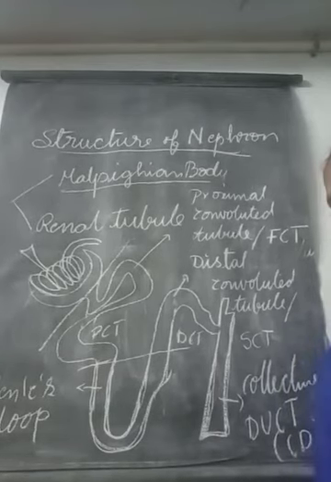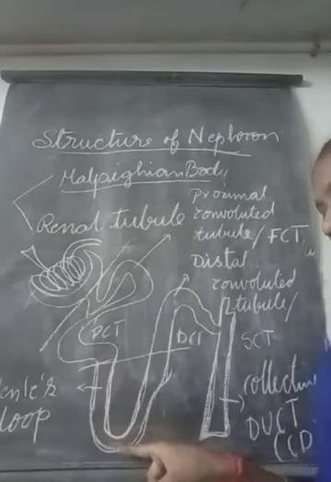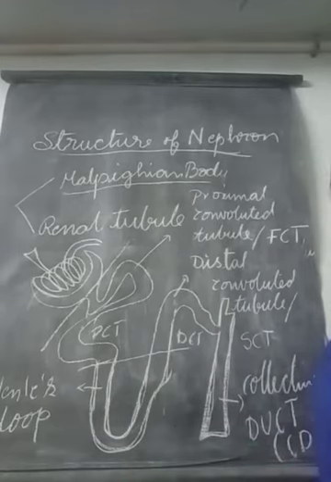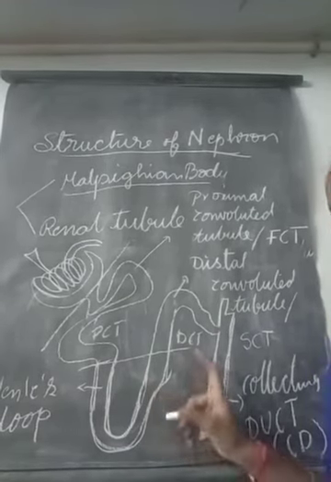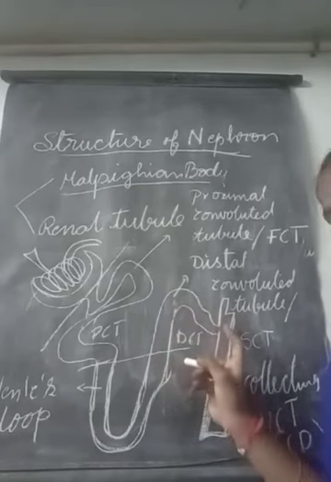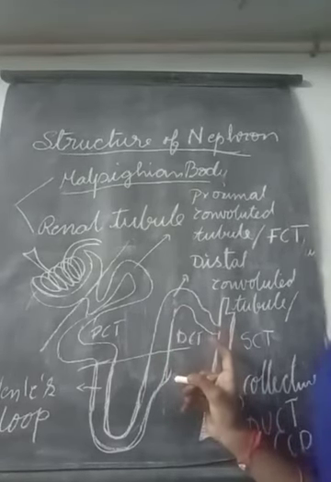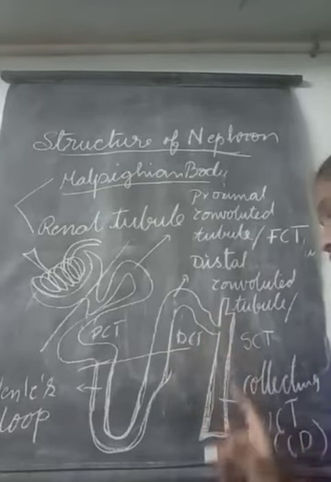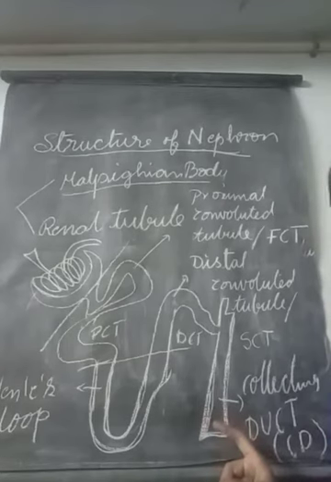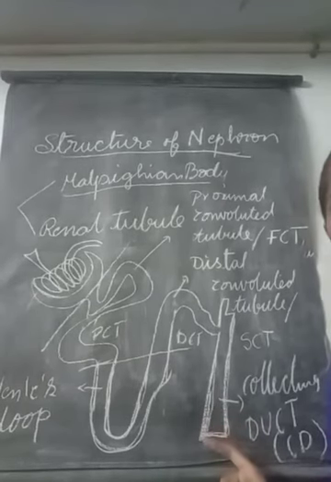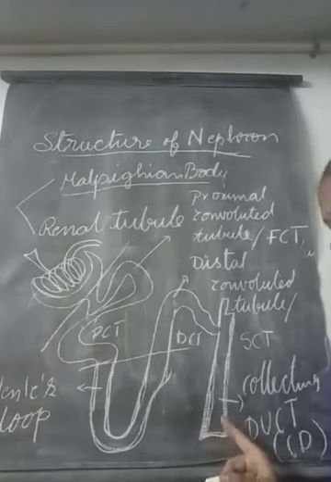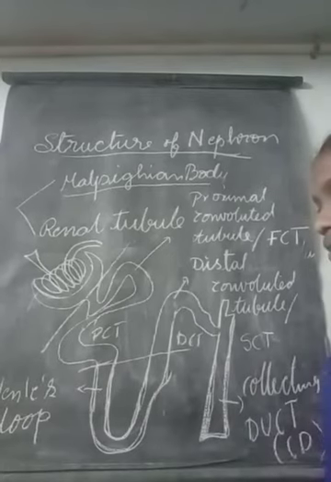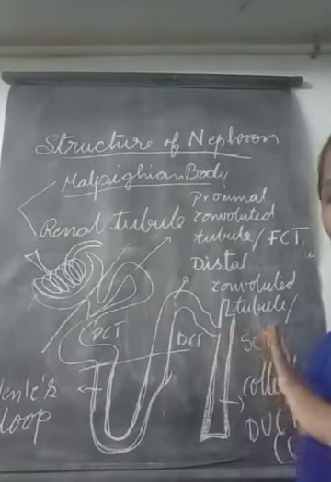Proximal convoluted tubule. The proximal convoluted tubule continues with a U-shaped structure called Henle's loop or loop of Henle. Loop of Henle again continues as DCT, distal convoluted tubule or second convoluted tubule. DCT finally opens into a duct called collecting duct. Now, until here is it clear? All the parts?